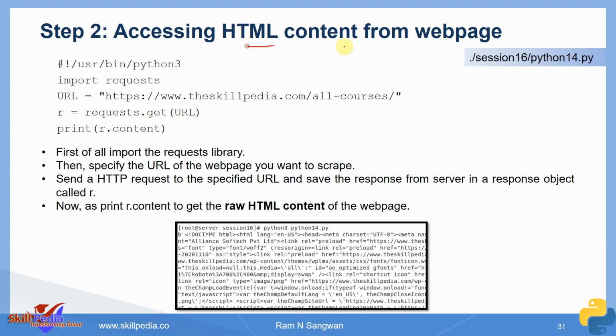Now you can access the HTML content from the web page that was demonstrated in program 14. Import requests, specify the URL and dump the data. I showed you this data. First of all, import the requests library. Then specify the URL. Then send an HTTP request to the specified URL and save the response from the server in a response object, let's say r. And then r.content will get the raw HTML content from the URL.